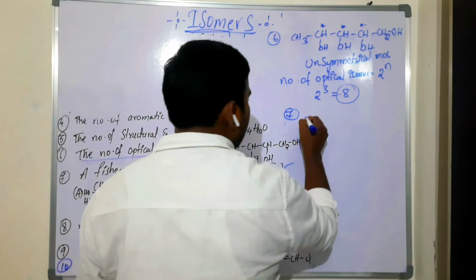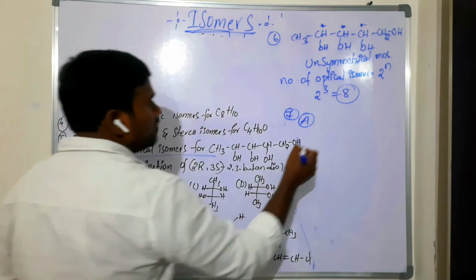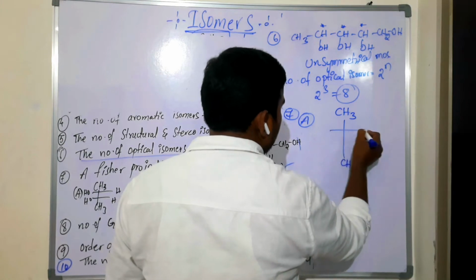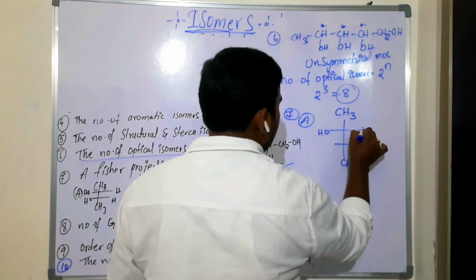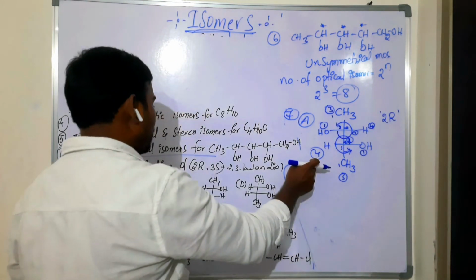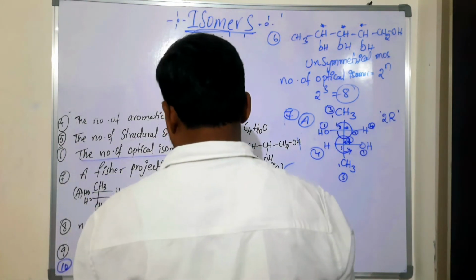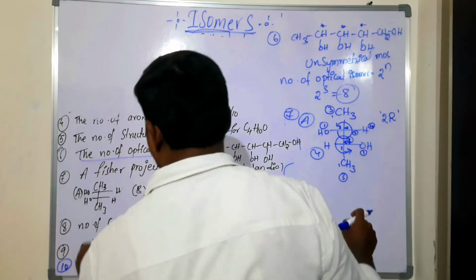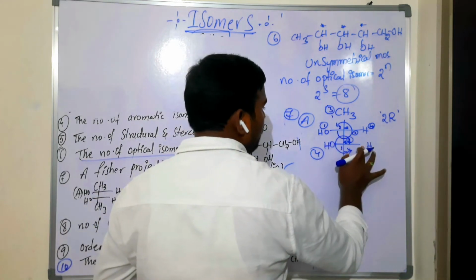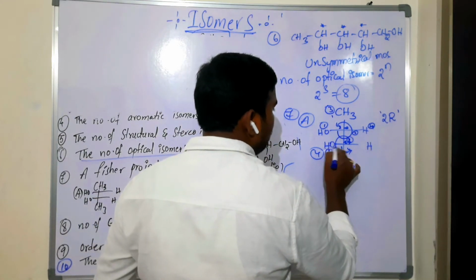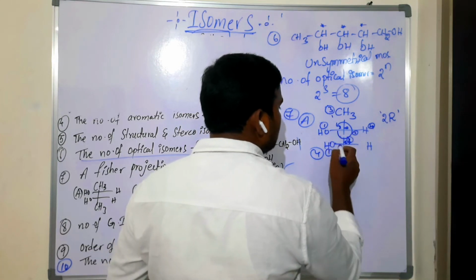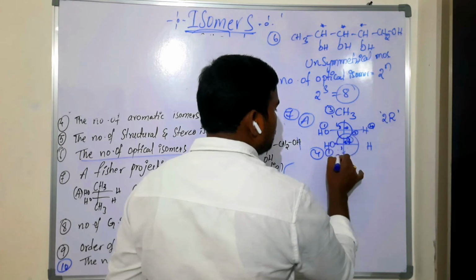Now I am taking option A. What is option A here? CH3, CH3. Here OH is there, here H is there. Here H, here OH. Now your priority groups are present on the horizontal line. Sorry, they have given OH on the right side here, no, I had taken it on the left side. Here OH, here H. So then it is 1. It is 1, it is 2 now.